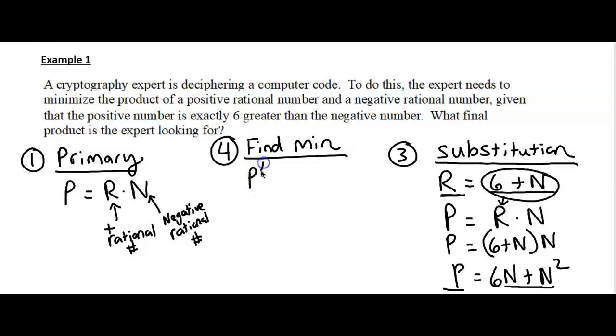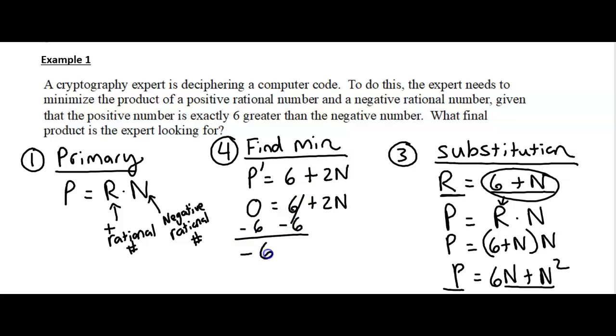So p prime is equal to 6 plus 2n. And to find the minimum, we're going to set the derivative equal to 0. That helps us find critical values. And it's at critical values that we typically can find our relative extrema, right? And then we solve. And I end up with a negative number that is negative 3. So there's that.